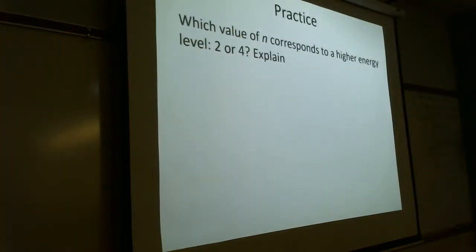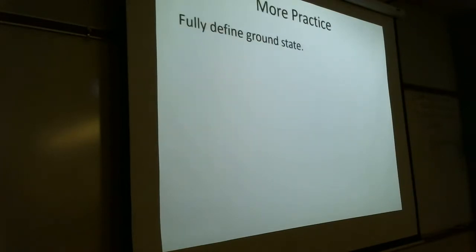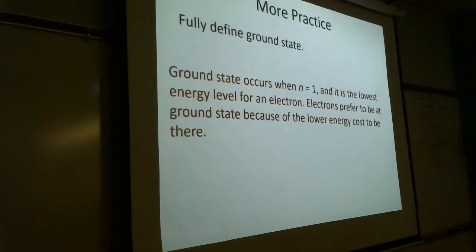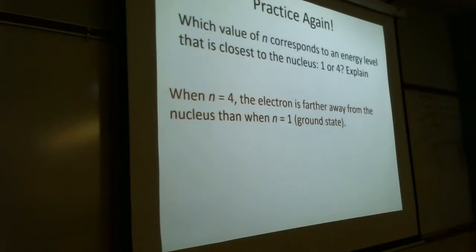So let's just answer this one together. Which value of n is a higher energy level? N equals 2 or n equals 4? N equals 4, right? That's a much higher energy level. What's ground state? Someone define ground state for me. N equals 1, right? Okay, which is closest to the nucleus? N equals 1 or n equals 4? N equals 1, right? That's ground state.